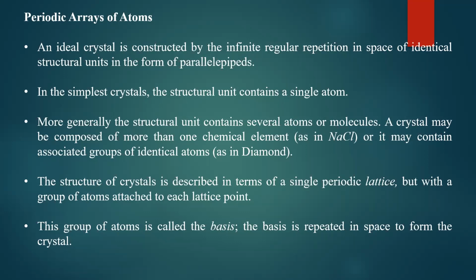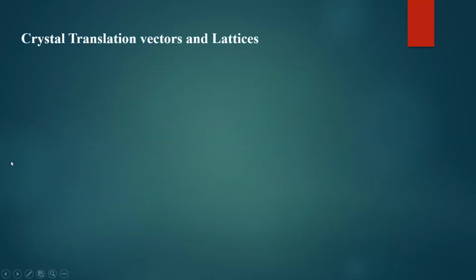Then if you make a marking, before putting the chairs, if you make the markings before putting the chairs, then that marking can be considered as a lattice point. So what do you mean by lattice? Lattice is an imaginary arrangement of points, and each point can be occupied by a basis. Basis is a structural unit. We'll come to that later, so we'll understand it clearly.